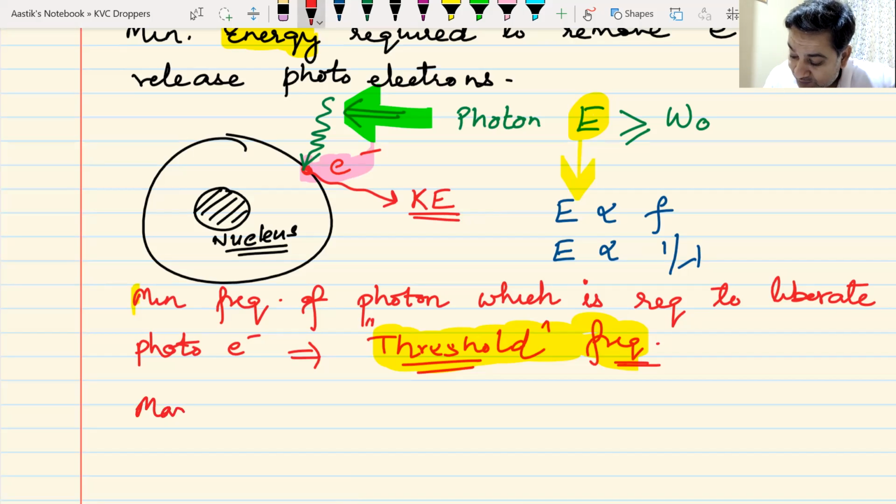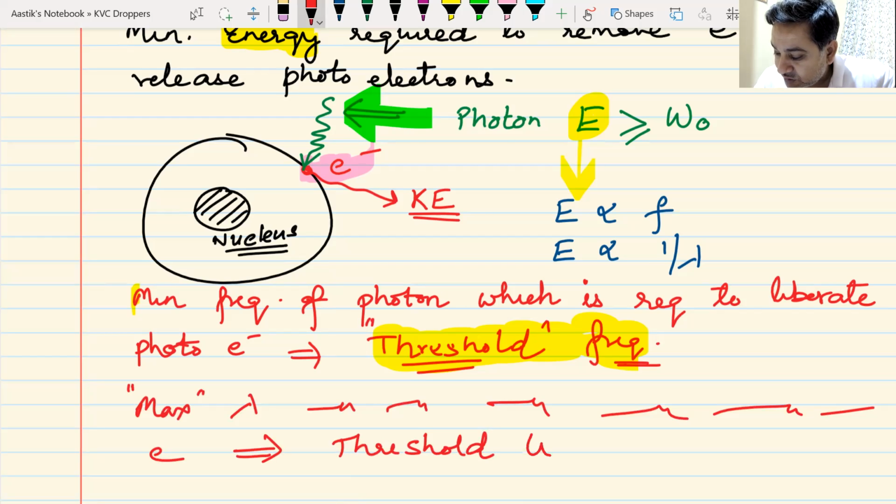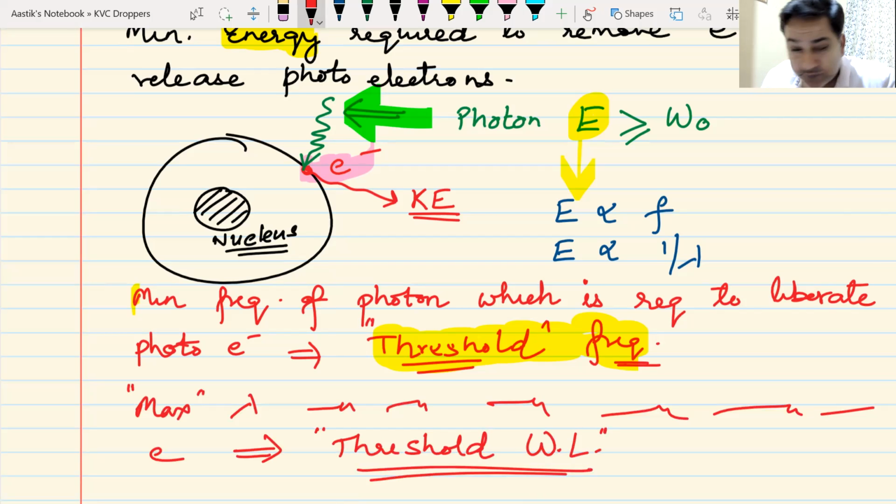Frequency is minimum, so wavelength has to be maximum. Do we understand this? Maximum wavelength, or maximum lambda, of the photon which is required to liberate electrons. This maximum wavelength, which corresponds to minimum frequency, is known as threshold. We can't call it frequency, right? So we'll call it threshold wavelength. Do we understand the meaning of threshold frequency and threshold wavelength? Yes, sir. A minute, 2 minutes.